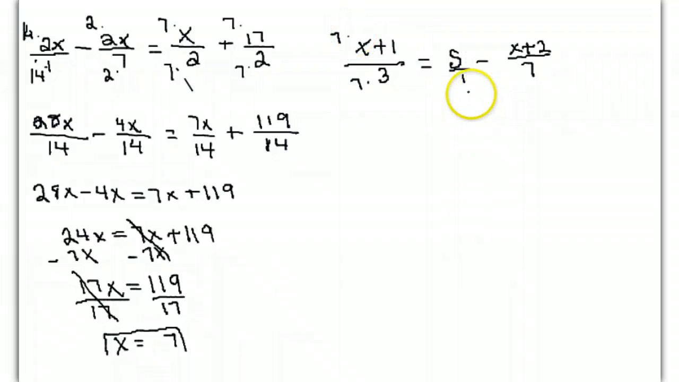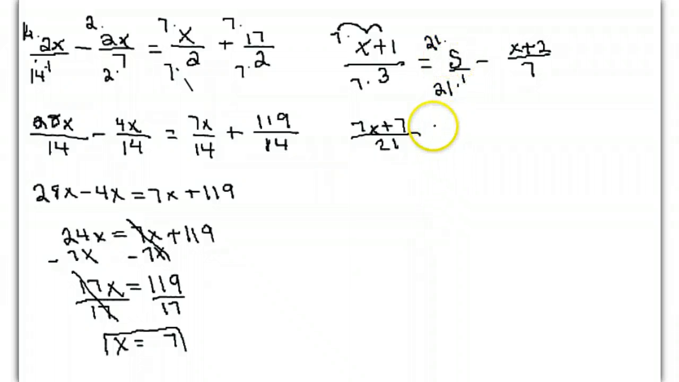You've got to distribute everything. 7x plus 7. This is going to give you 7x plus 7 over 21. Okay, what times 1 will give you 21? So you multiply top and bottom by 21. And what's 5 times 21?